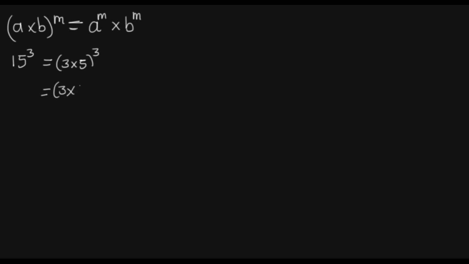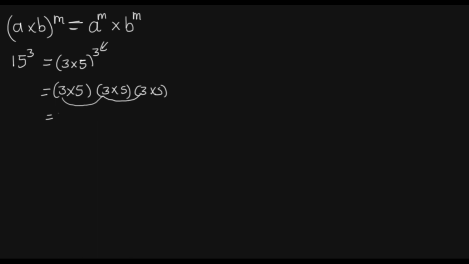3 times 5, first bracket, 3 times 5, 3 times 5. So we can see that since we are raising this bracket to the power 3, it means we have 3 pairs. So what we are going to do is separate. The 3's will be on their own.